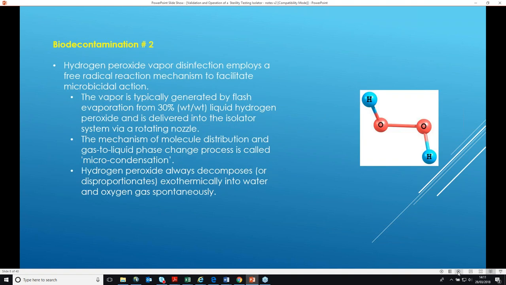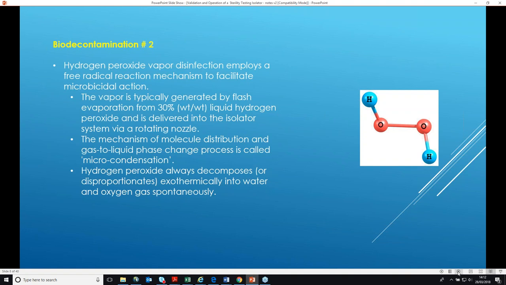So further with biocontamination, and taking hydrogen peroxide as the most common agent, hydrogen peroxide vapor disinfection employs a free radical reaction mechanism to facilitate the microbiocidal action. And it is very difficult for microorganisms to develop resistance to such a free radical attack. The vapor is typically generated by flash evaporation from 30% weight by volume of liquid hydrogen peroxide. 30% or 35% are the most typical concentrations used. And this is delivered into the isolator system via a rotating nozzle.